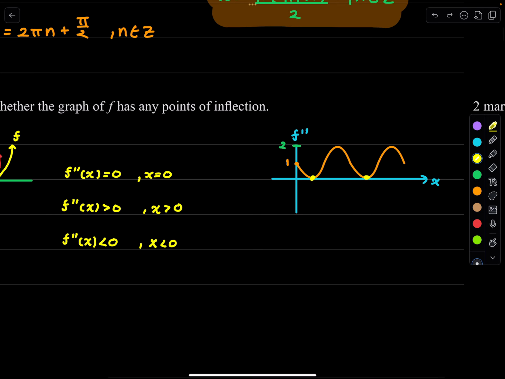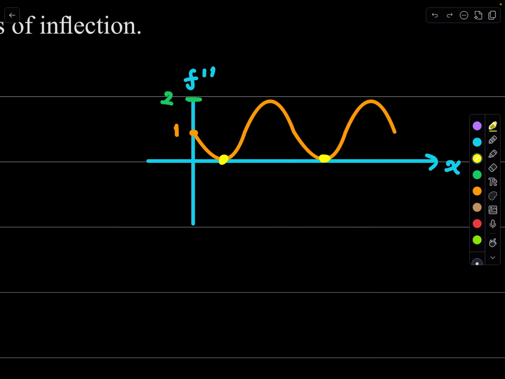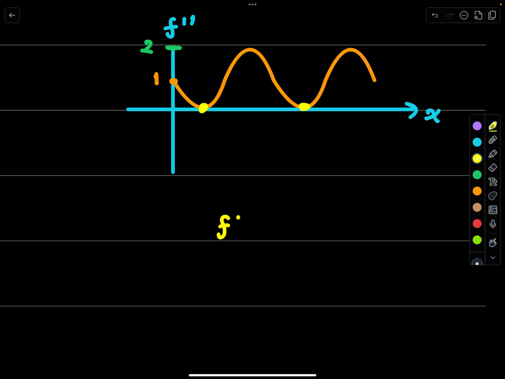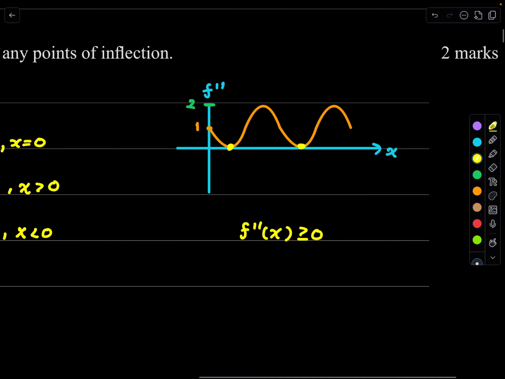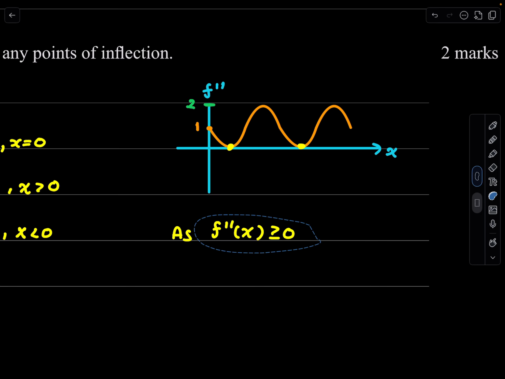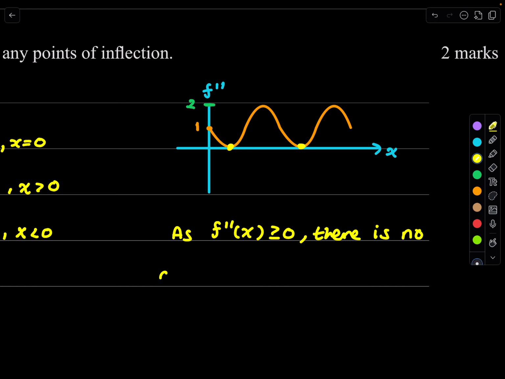So overall, I hope that makes sense. There are positions where the double derivative equals 0, but that doesn't mean there's a change in concavity, because there needs to be a change. As we see, there is no change. You can see that the whole graph is greater than or equal to 0. It doesn't have a place where the double derivative is less than 0, negative. So it absolutely doesn't work. We need to state that statement: as f''(x) is greater than or equal to 0, there is no change in concavity.